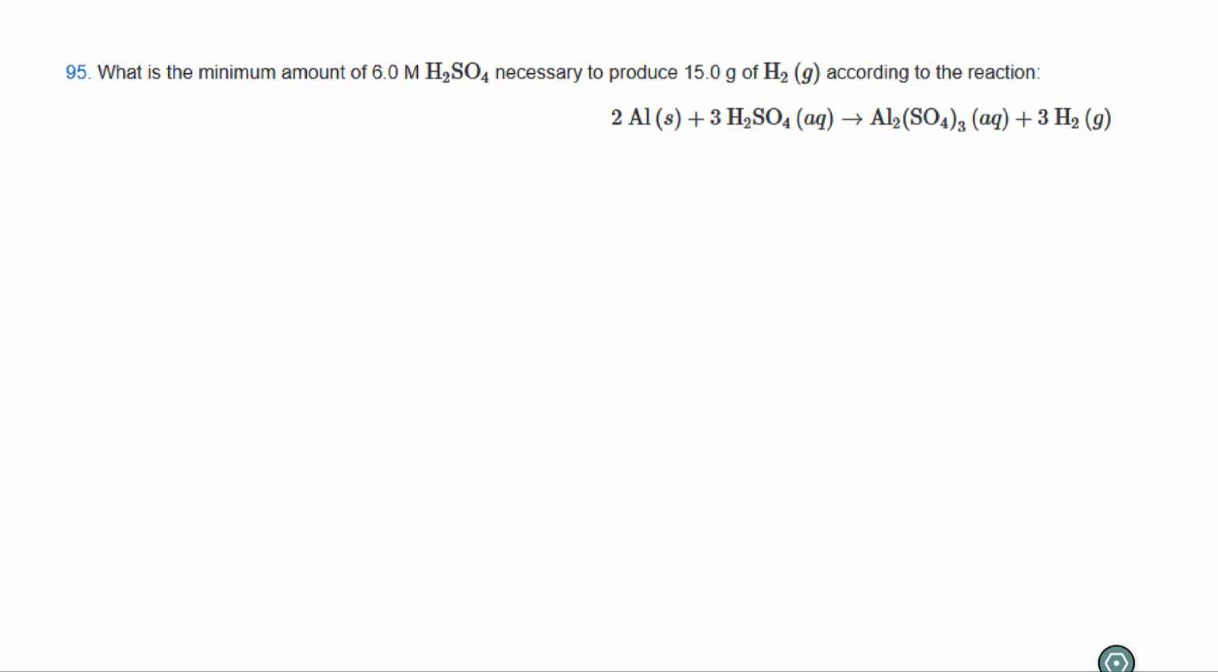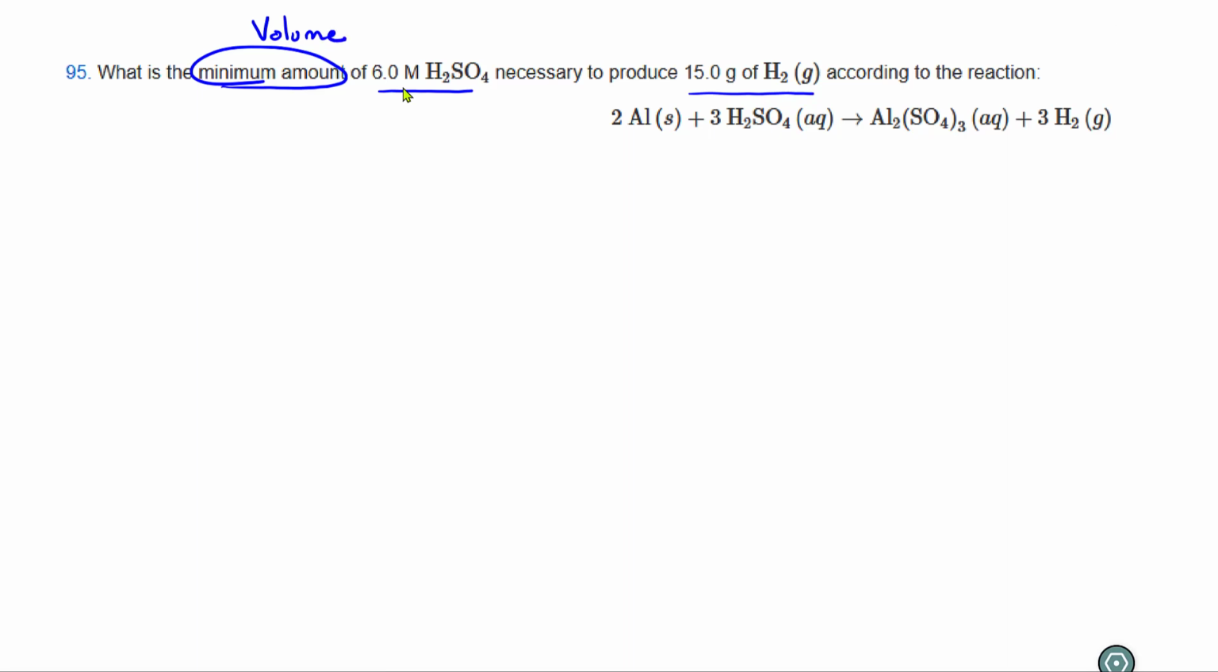Okay, so I'd like you to try this example now. Give yourself 4 or 5 minutes to try to work this out, but I'll help you get it set up. It says, what's the minimum amount of 6 molar H2SO4 necessary to produce 15 grams of hydrogen? Okay, so a minimum amount. What are they meaning by minimum amount? To start with, we're dealing with a molarity. So we have this molarity. So this minimum amount goes with this. For molarity, typically the minimum amount is measured in a volume.